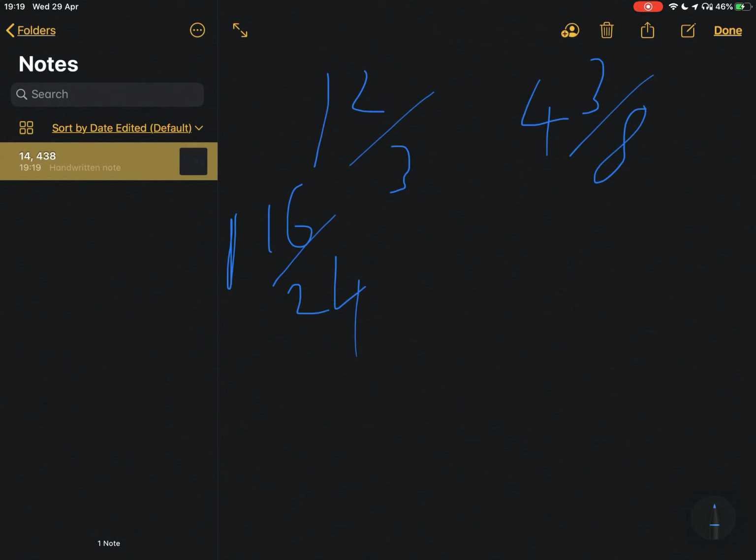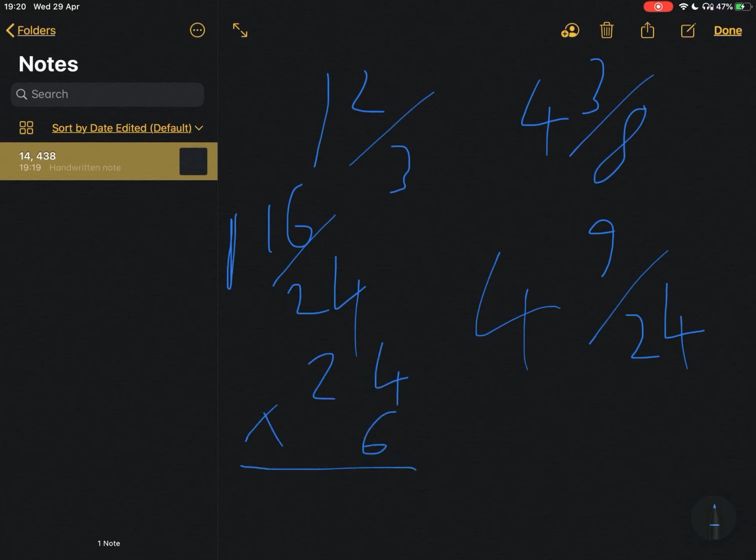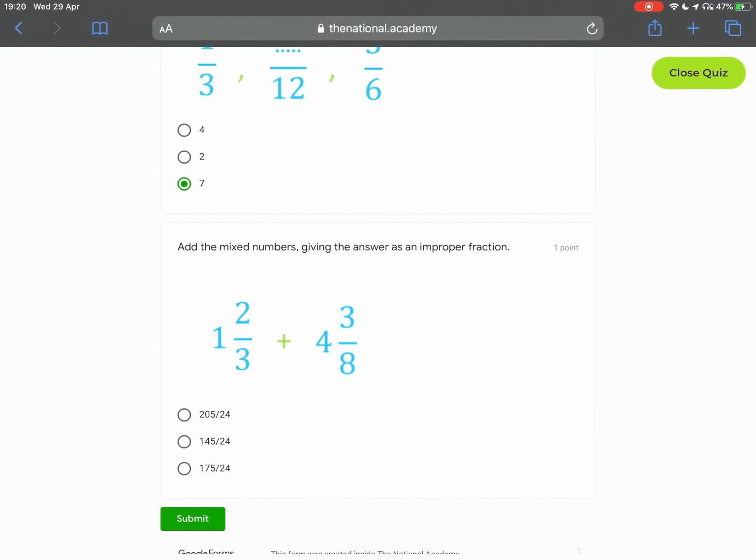1 16/24. This would be 4. So here you would times it by 3, which would be 9/24. So that would make it 6 and 1/24. So 24 times 6 is 144. 144 add 1, which is 145. So it would be this.